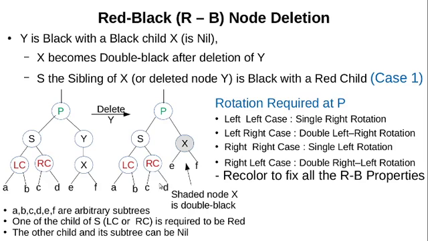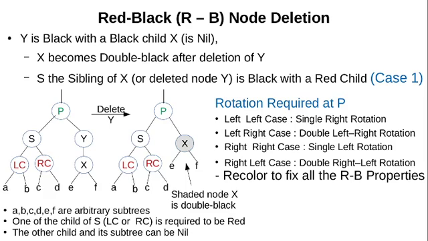When S is the left child of P and the red node LC is the left child of S, it is the left-left case and a single right rotation at P is required. Similarly, when S is the left child of P and red node RC is the right child of S, it is a left-right case and a double left-right rotation at P is required.